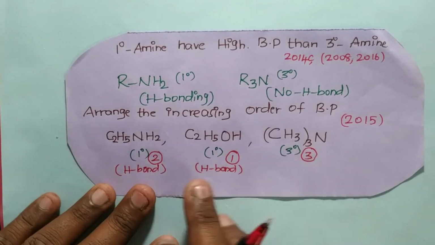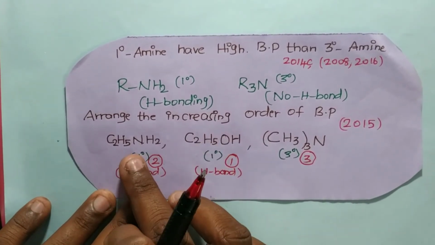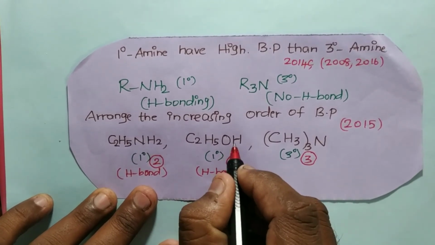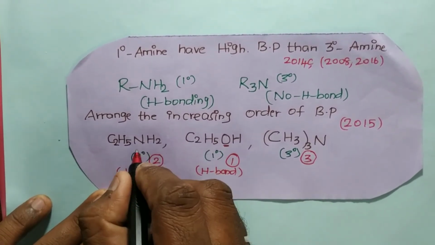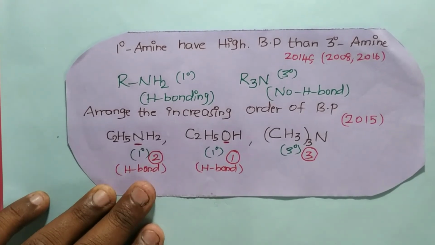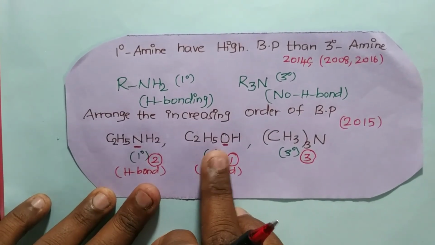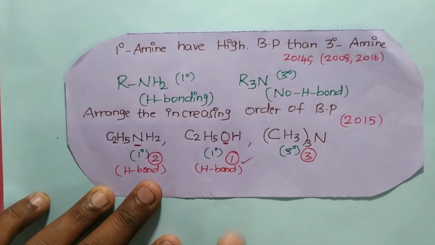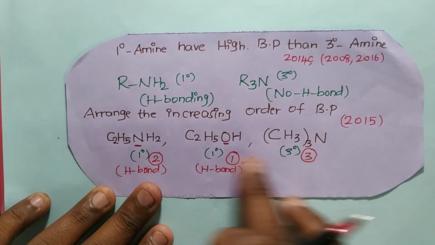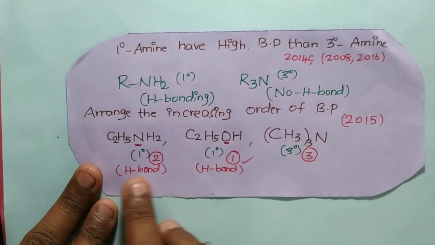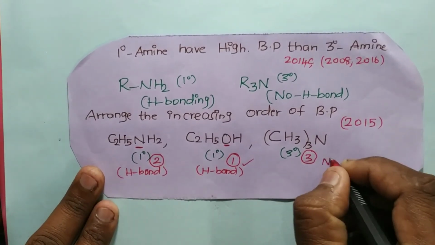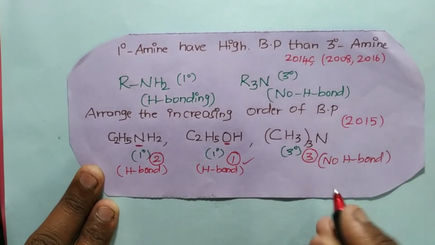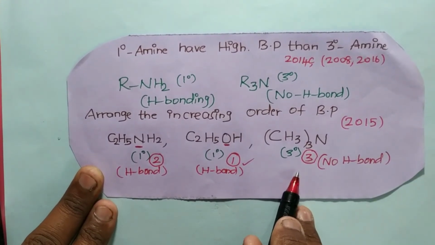But when compared to alcohol, the amine has a lesser boiling point. Why? Because here hydrogen is attached to oxygen, here hydrogen is attached to nitrogen. Oxygen is highly electronegative when compared to nitrogen. That is why alcohol takes first place, the highest boiling point in the given compounds. And here there is no hydrogen bonding, so this will be the least one. Are you able to understand, students?